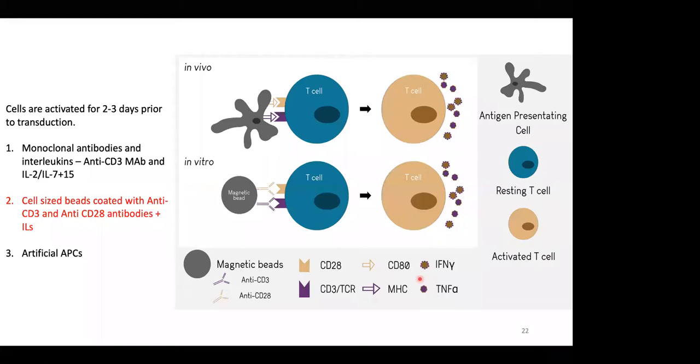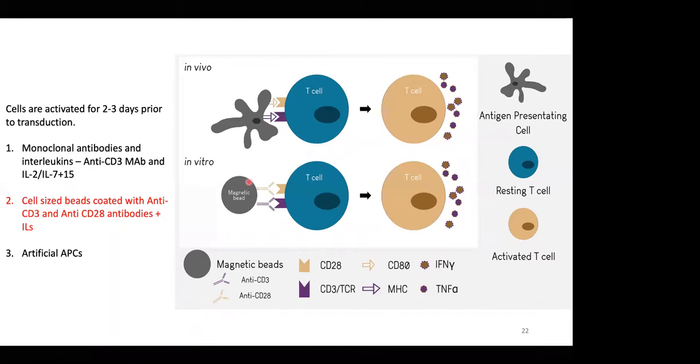Now, in vitro, how do I do this? So this is in vivo that they've shown. You have the antigen presenting cell, and then you have the MHC, which basically binds to the TCR, and the co-receptor CD28, which binds to, say, CD80 or CD86. The cell becomes activated, and there is secretion of interferon gamma and TNF alpha.